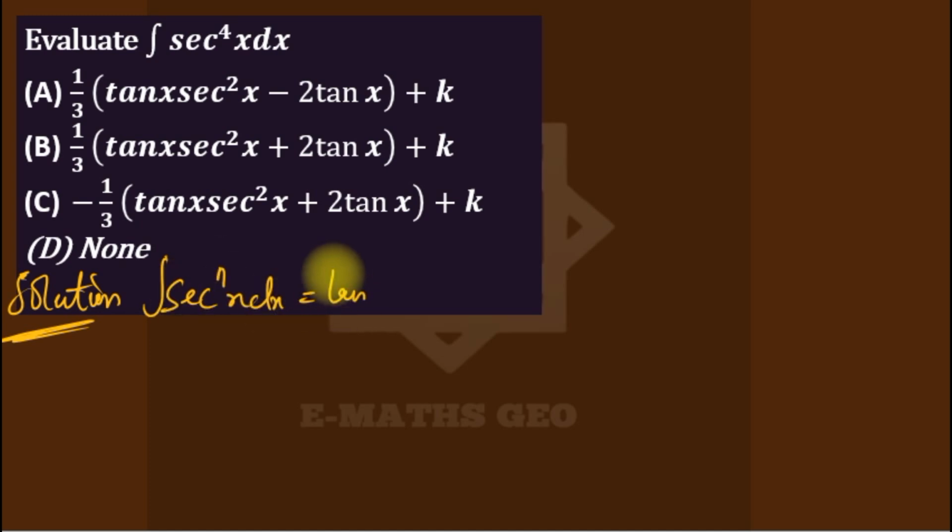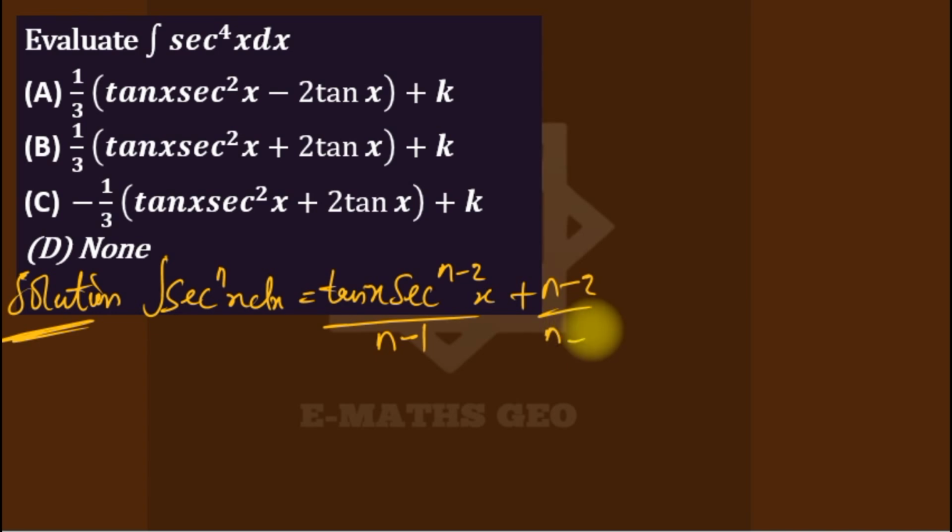is always equal to tan x sec x raised to the power n minus 2 over n minus 1, plus n minus 2 over n minus 1 times the integral of sec x raised to the power n minus 2. So I'm going to use it here, so the solution will be fast.